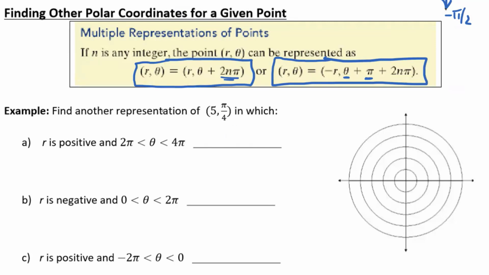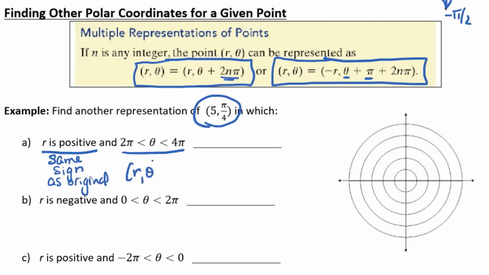So in part A, we're looking for a new name for the point (5, pi over 4), where r is positive and theta is between 2 pi and 4 pi. Since r is positive, it's going to be the same sign as the original because it was already positive. So we're going to use the rule (r, theta) equals (r, theta plus 2n pi), the formula on the left.